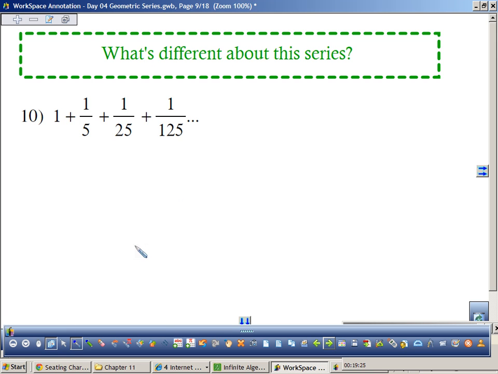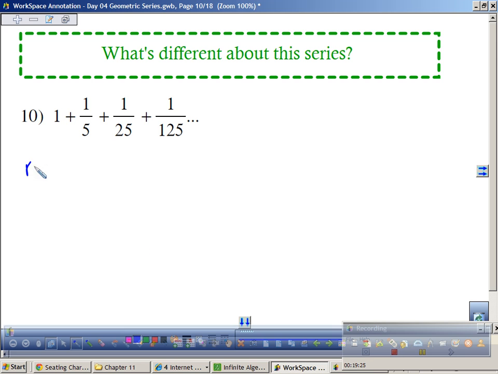What's different about this series? It's being multiplied by 1/5, right? So it's getting smaller.